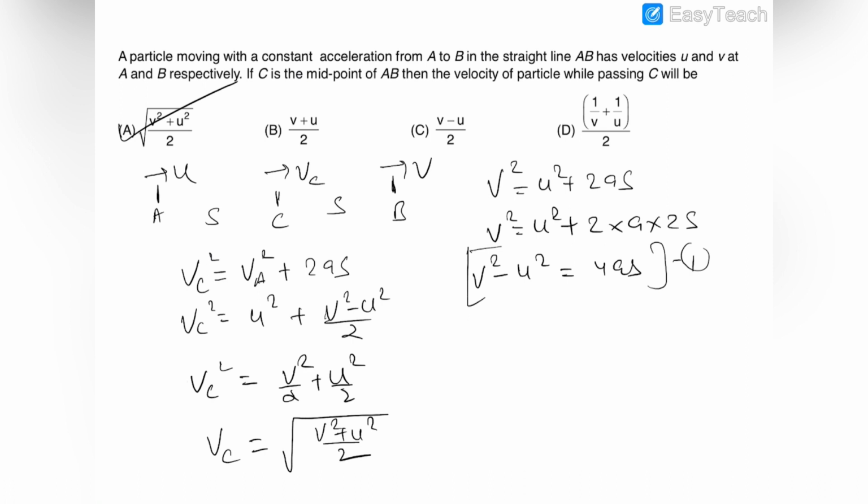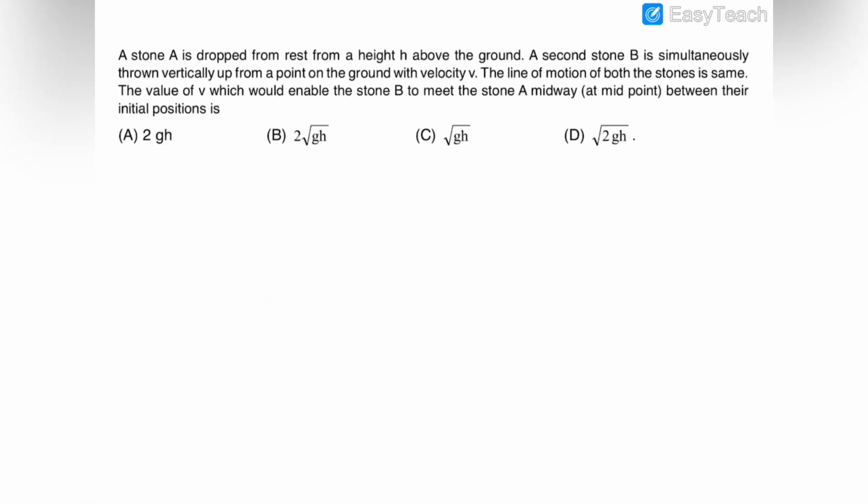Now we move on to the next question. In this problem, you can see that there is a stone A which is dropped from a height h from the ground, and at the same time stone B is projected vertically upward with the velocity v. We have to find out the value of v so that they both meet just at the midway. So midway is h by 2.